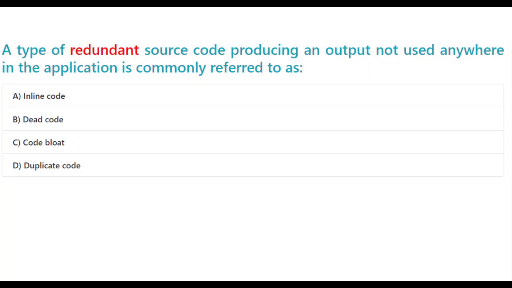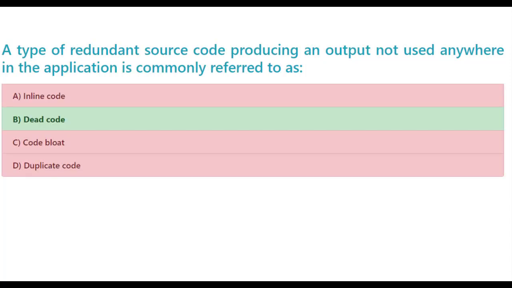A type of redundant source code producing an output not used anywhere in the application is commonly referred to as A. Inline code, B. Dead code, C. Code bloat, D. Duplicate code. The correct answer is B. Dead code.